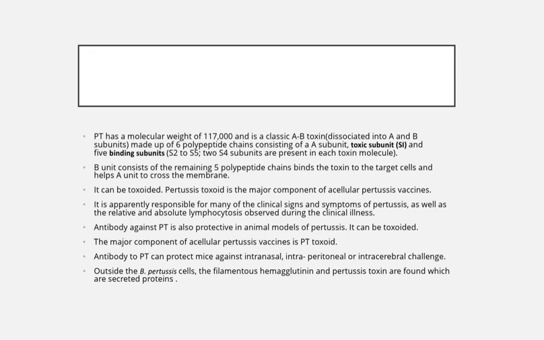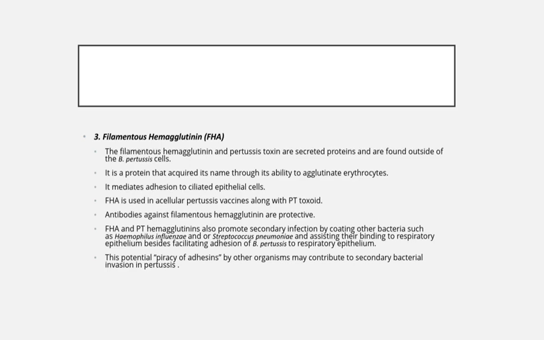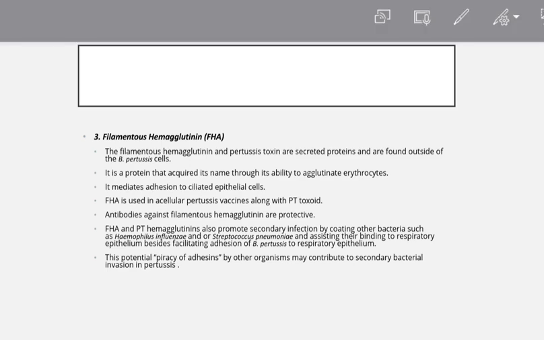Outside the P. pertussis cells, the filamentous hemagglutinin and the pertussis toxin are found, which are secreted proteins. Filamentous hemagglutinin is a protein that acquired its name through its ability to agglutinate the erythrocytes. It mediates the adhesion to the ciliated epithelial cells. The FHA is used in the acellular pertussis vaccine along with the PT toxoid.